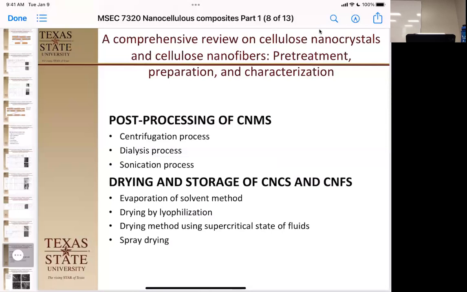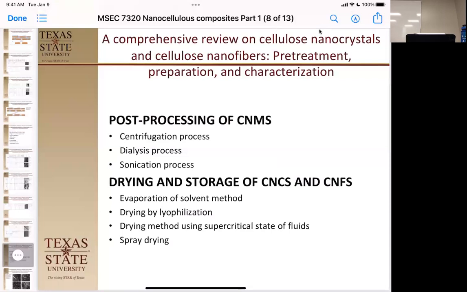Dialysis process, which is where, everybody know what dialysis is? Okay, so the dialysis process is really used to get out metals and small things like that. And then the sonication process is, of course, a really good one for dispersing. Then drying, right here, evaporation of solvent is probably the least practical, but most practical for industrial purposes. However, it means you're going to have to try so hard to get them back into solution. So we want to avoid that.